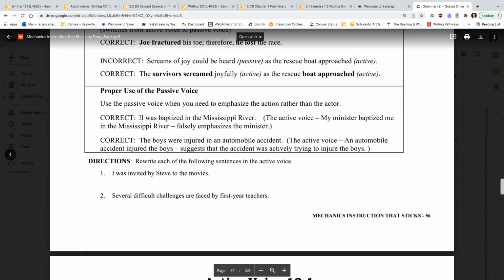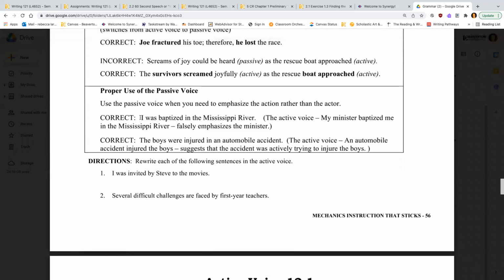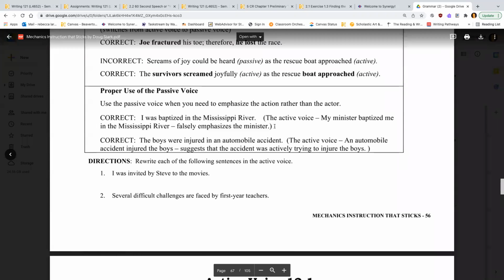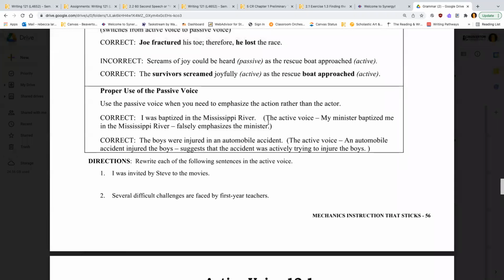So you could say, "I was baptized in the Mississippi River." The active voice, "My minister baptized me in the Mississippi River," emphasizes the minister. That doesn't really make sense, because the baptism would be like you're the focus of this. It's your story, and so you would want to be the focus of that sentence. And this is the thing about writing in general that I feel like we've been learning all year long: you have to consider, what is my purpose? What is my point? And what am I doing here?